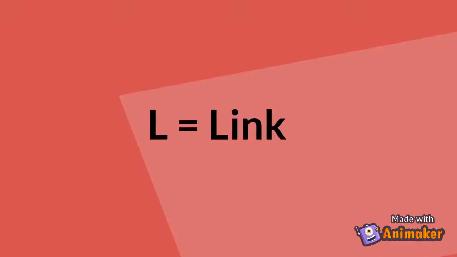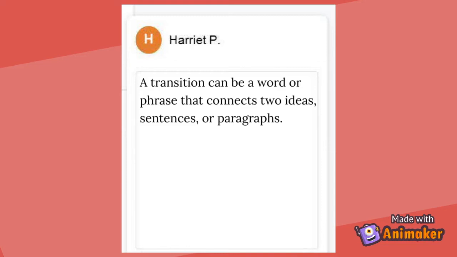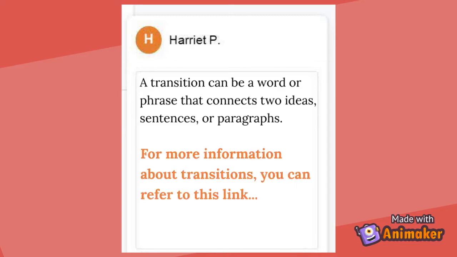L stands for link. Sometimes, in order to explain or anticipate, you can link a resource if you have one. After Harriet defines transitions, she can add a link that explains more. Make sure to link websites that are legitimate sources of information, such as OWL Purdue, other writing centers, or approved grammar websites. You can also link any of our handouts if they apply.